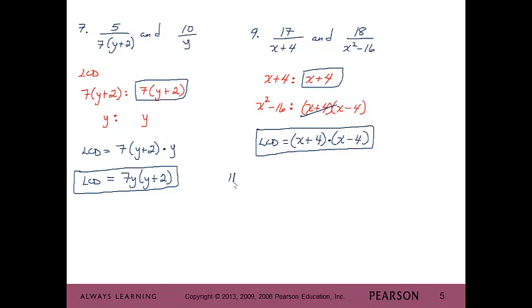All right, let's look at number 11. And we have 8 over y squared minus 9 and 14 over y times y plus 3.